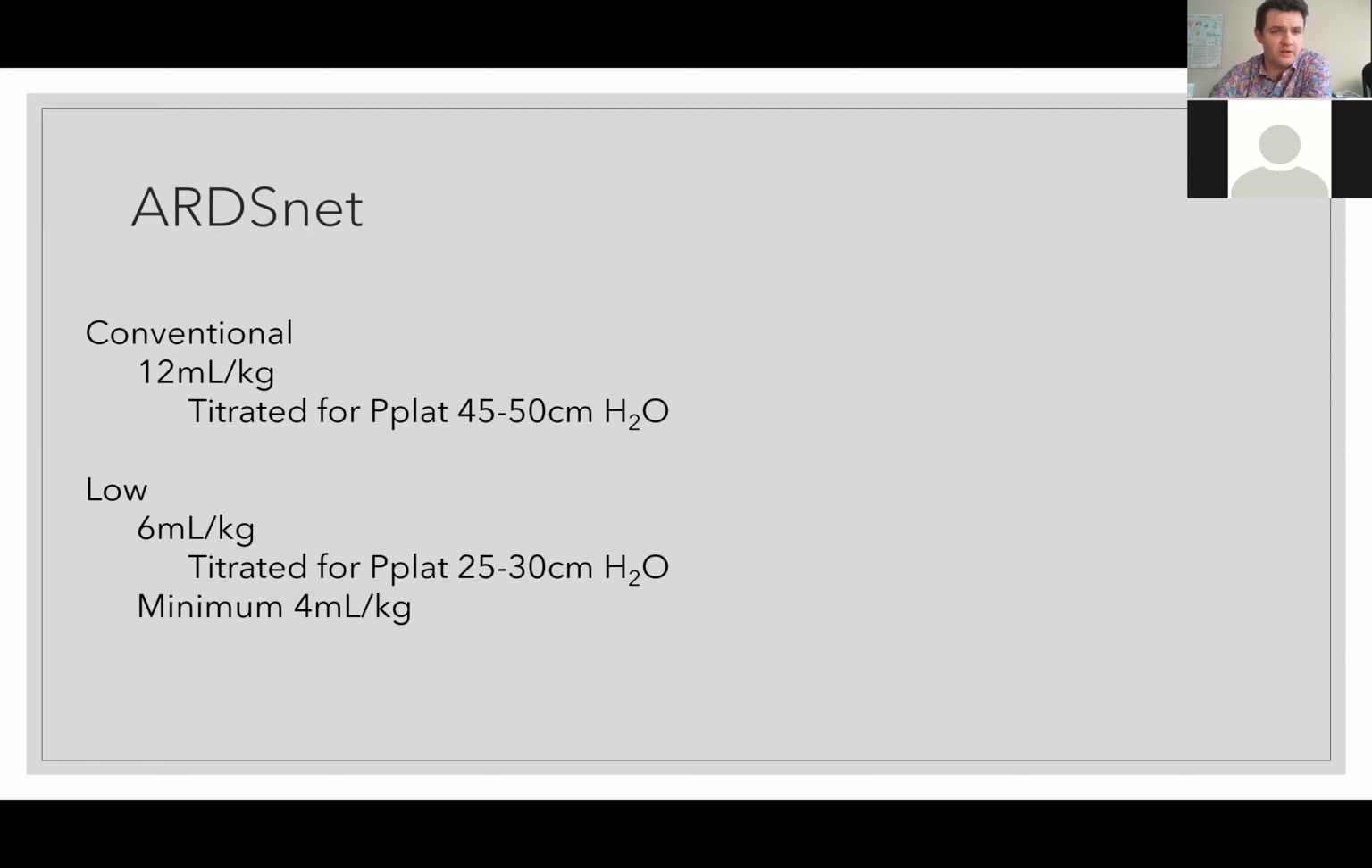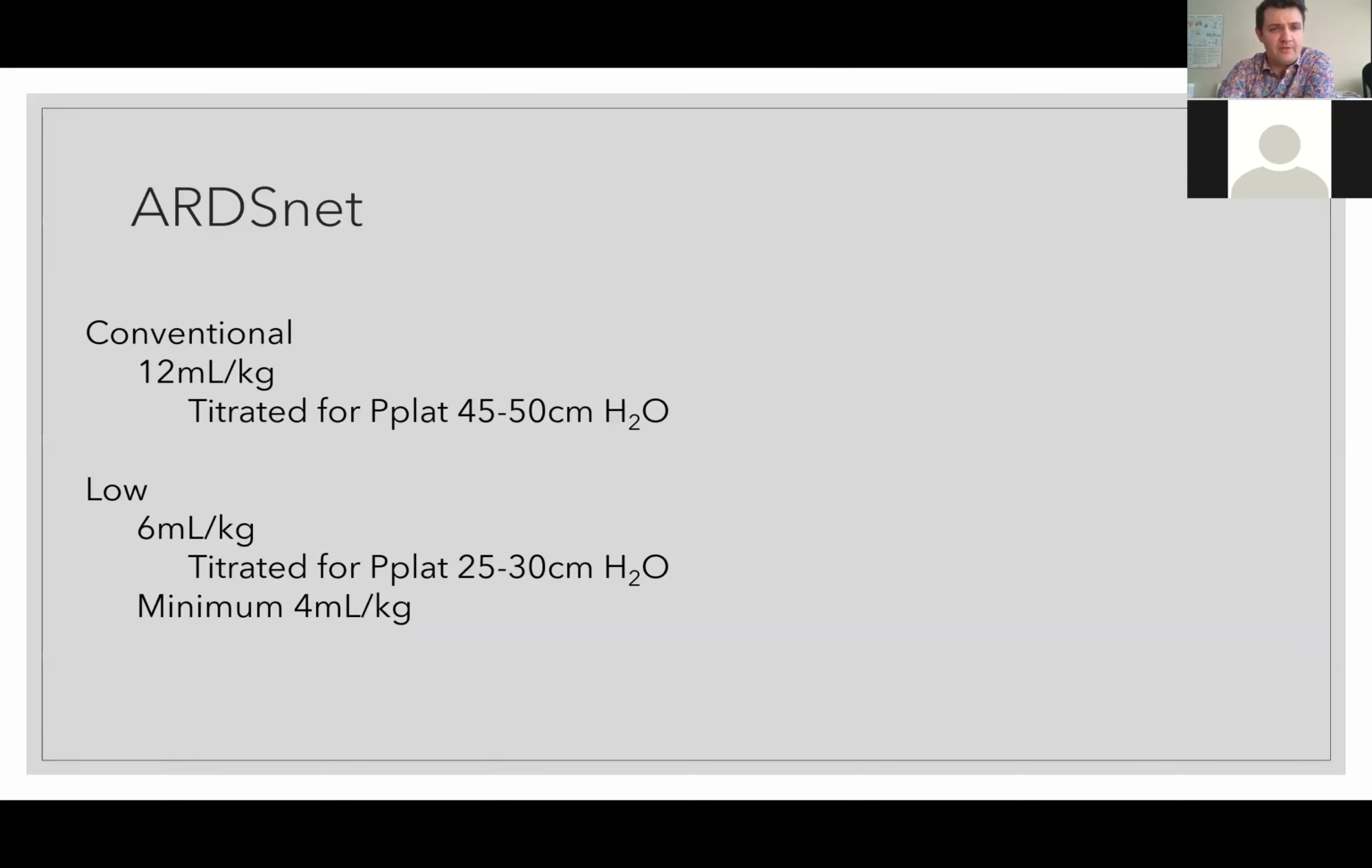They had 2 groups here. One was a conventional group, which started off at 12 mLs per kilo of tidal volume, and then they decreased that down to try and establish a plateau pressure less than 50, compared to a low tidal volume group with a 6 mLs per kilo tidal volume titrated to a plateau pressure of less than 30. So they would start at 6, and then they would decrease until the plateau pressure was less than 30 with a minimum tidal volume of 4 mLs per kilo.